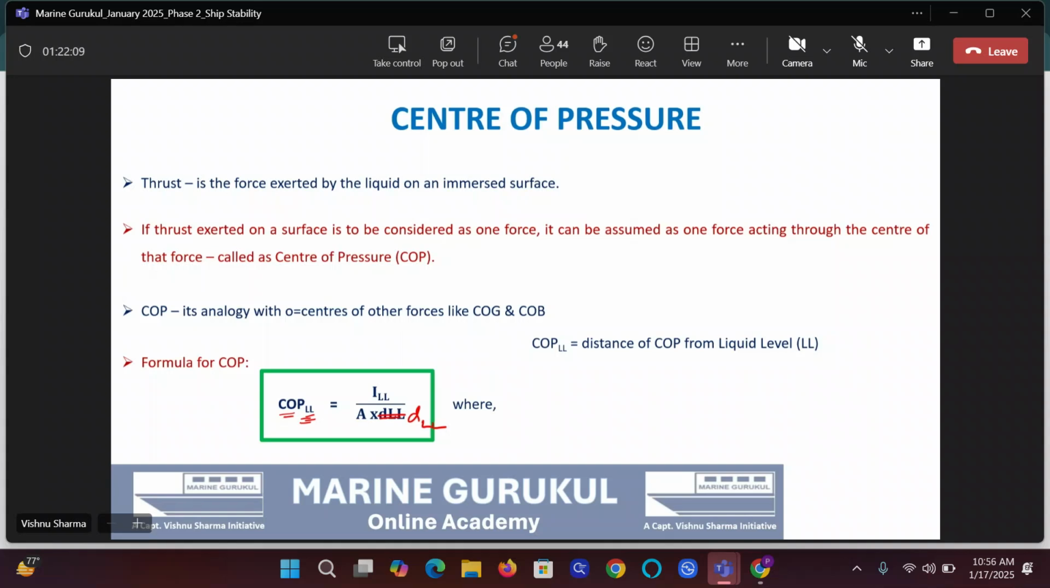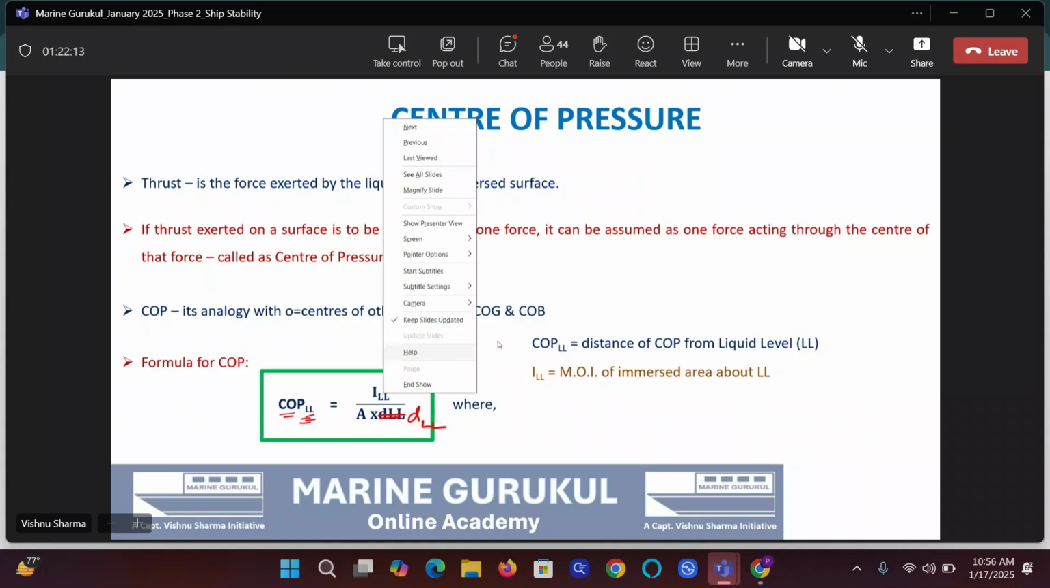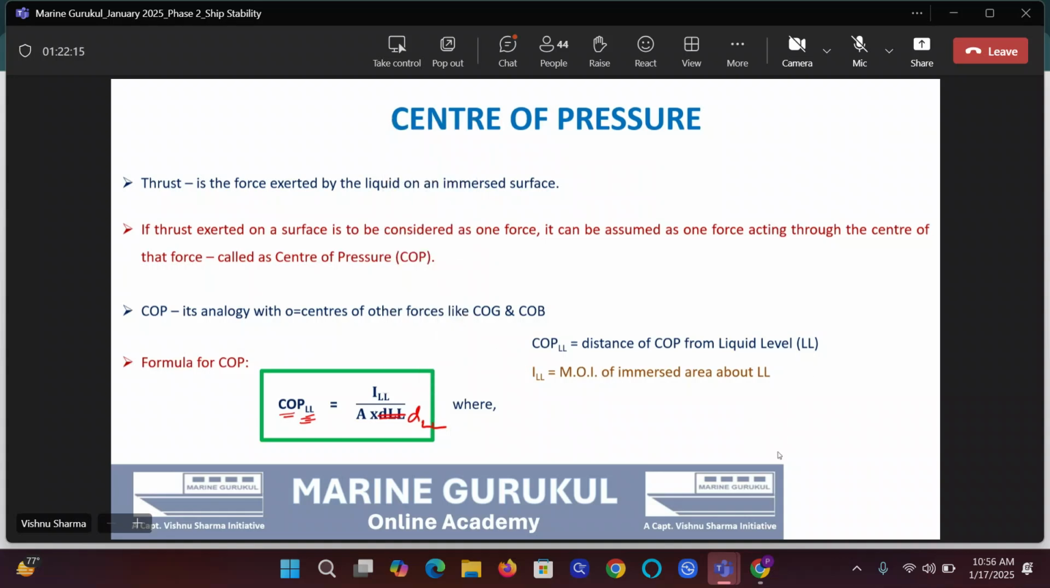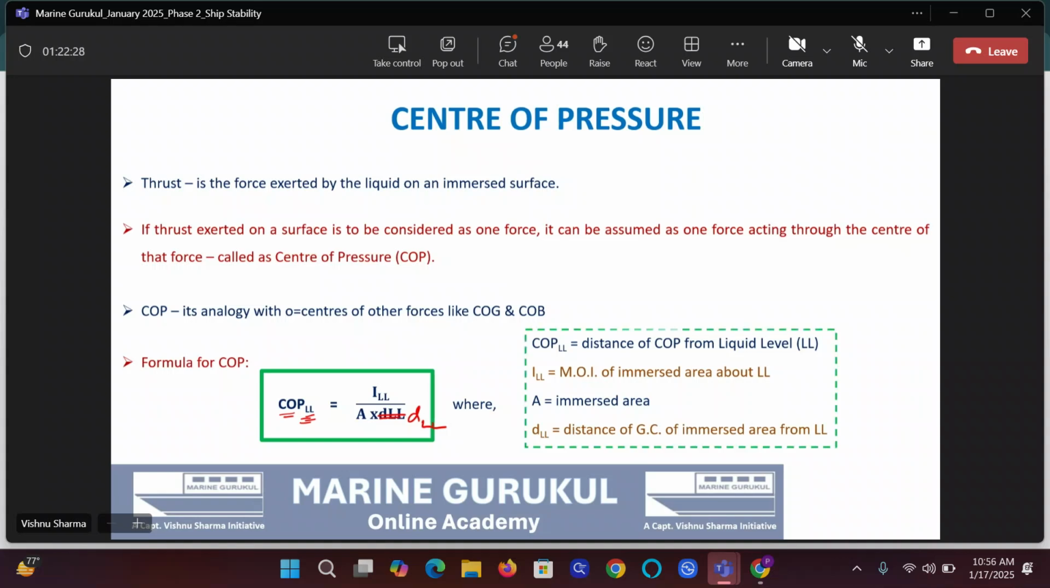COPLL is the distance of the COP from liquid level. ILL is the moment of inertia of the immersed area about liquid level. A is the immersed area. And DLL is the distance of the GC of the immersed area from liquid level. Guys, do you have any questions to clarify?